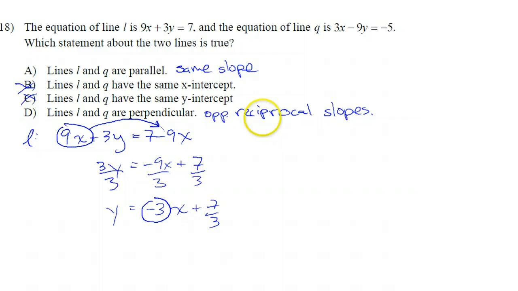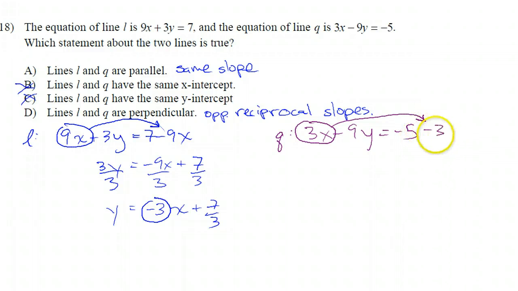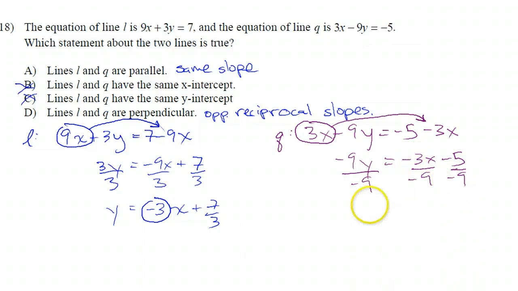Now let's do the same thing, but for line Q. So here's my line Q. I have 3x minus 9y is equal to negative 5. Let's put in slope-intercept form. So I'll move the x to the other side. It becomes minus 3x. And let's just flip it around. So minus 3x minus 5. Dividing by negative 9, I get y is equal to positive, and this reduces to 1 over 3x. This is just plus 5 over 9. I don't really care about that. What I care about, again, is the slope.